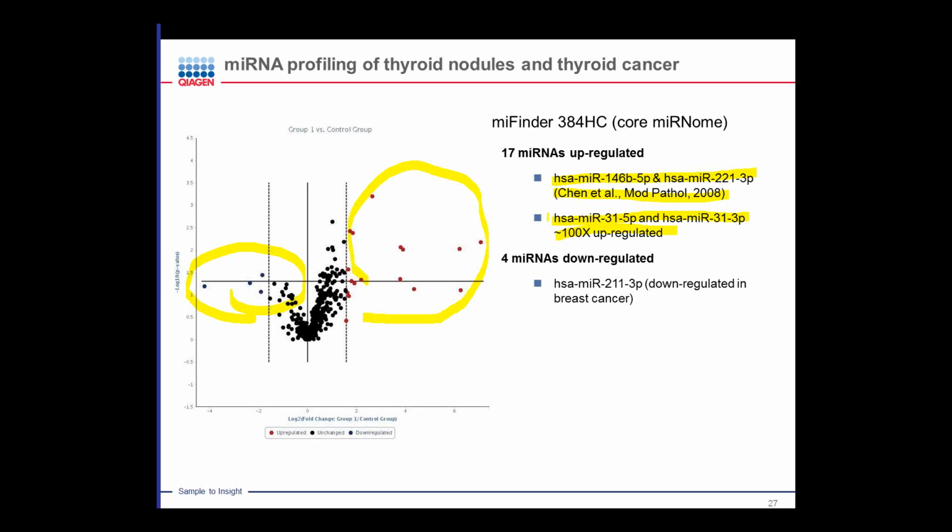That's a major upregulation, and it does suggest that it's at the level of transcription because both strands of this mature microRNA are upregulated. A couple of microRNAs are downregulated. These could potentially be tumor suppressor microRNAs, one of which, MIR211-3P, has already been reported to be downregulated and suggested to be a tumor suppressor in breast cancer.